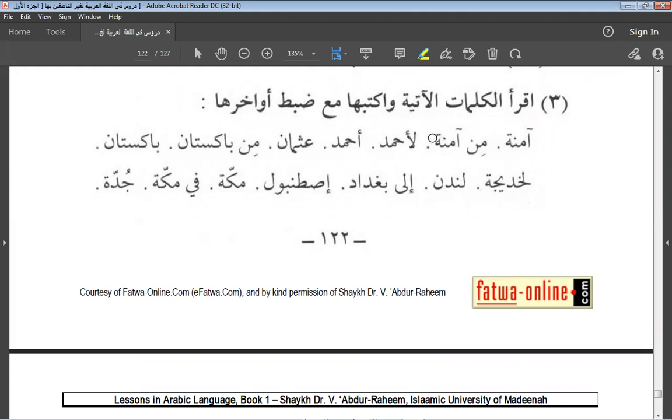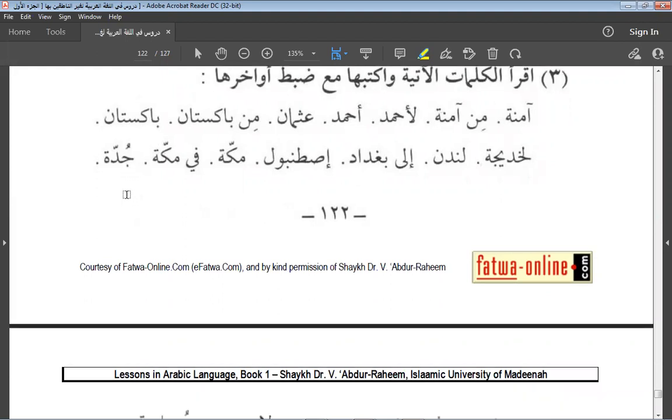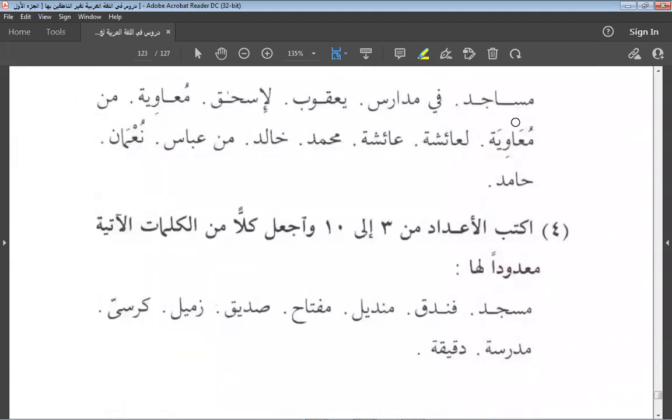Aminatu min aminata. Li Ahmada. Ahmadu. Uthmanu min Pakistana. Pakistanu. Li Khadijata. London. Londonu. Ila Baghdad. Istanbul. Makkata. Makkatu. Fi Makkata. Juddatu. So just like that, Masajidu fi Madarisa.